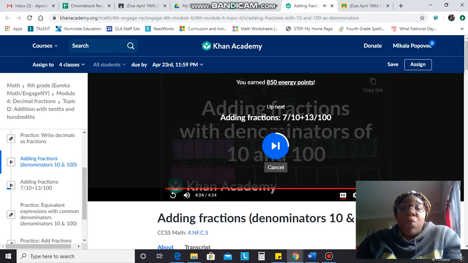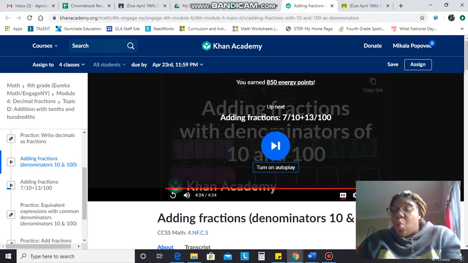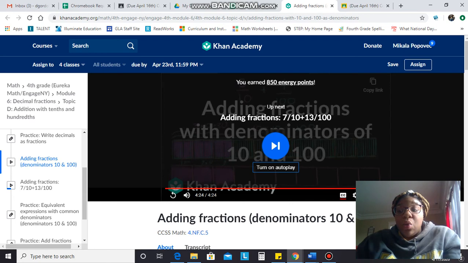Scholars, I want you to think about what must happen when you are adding fractions that have a different denominator. That's going to be the very thing you need to think about when we're adding fractions. What must happen when you are adding fractions that have different denominators? Take a moment to think about it.